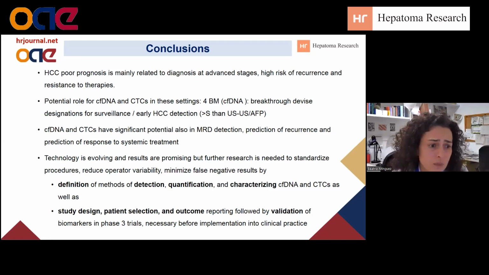And last but not least, and I think is the most important message, is that technology is evolving and results are promising, but we need more research to standardize the procedures, to reduce the operator variability and to minimize false negative results. And this has to be organized by a complete definition of methods of detection, quantification and characterizing of cfDNA and CTCs. And we need to homogenize as well the study design, patient selection and outcome reporting, followed by validation of these biomarkers in phase 3 trials that is necessary before implementation into clinical practice.